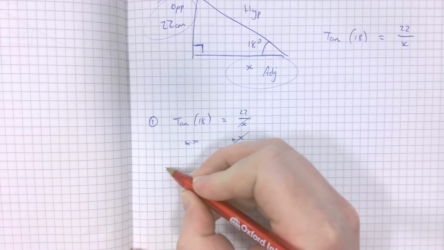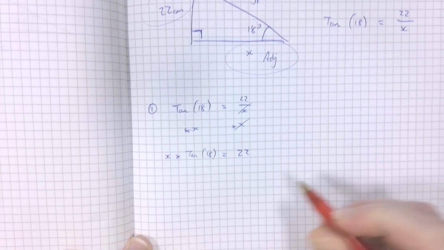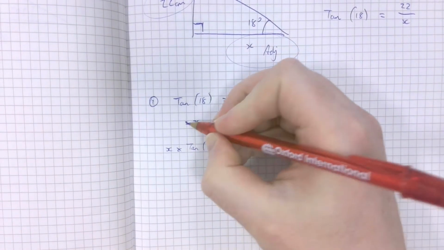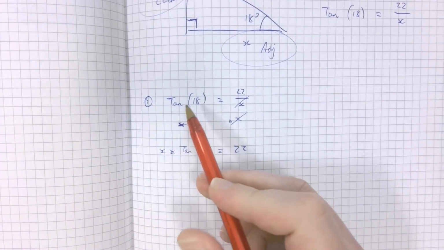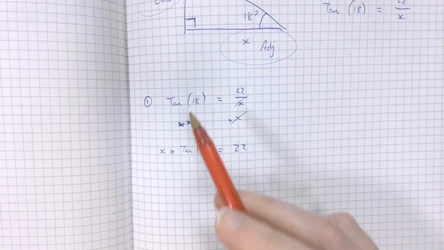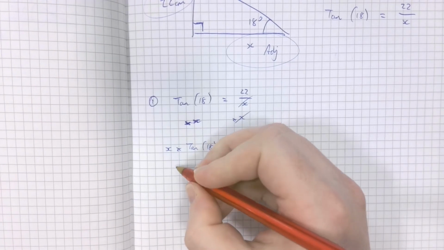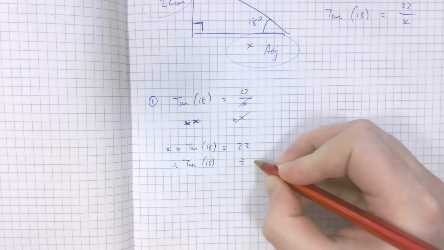And then x times tan of 18 is what is on the left-hand side. Okay? Now, assuming that we understand that the tan of 18 is just a number. It's a weird decimal placey number, but it is a number nonetheless. Well, then what's next is quite straightforward. We just divide both sides by the tan of 18.